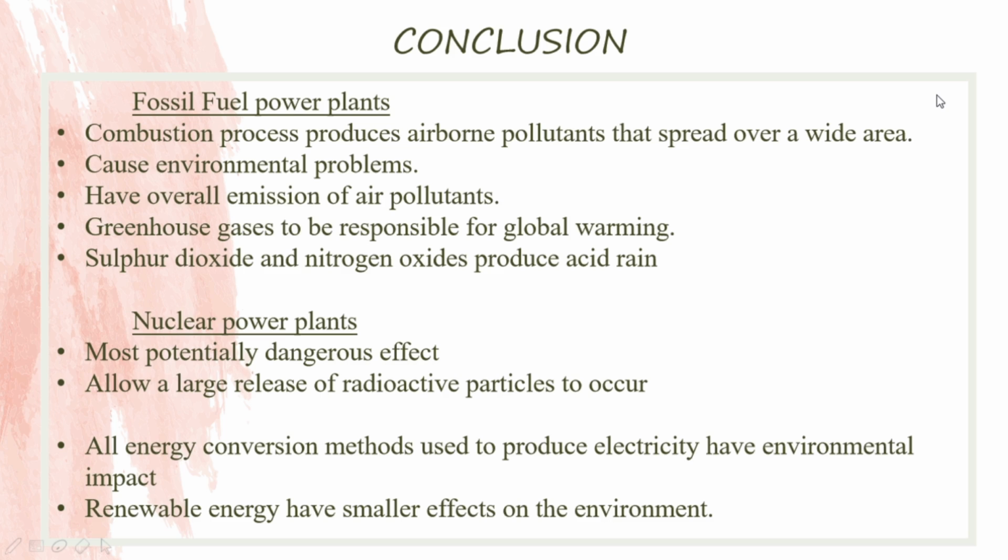Let's move on to nuclear power plants. They have the most potentially dangerous effect, as an operating accident at a nuclear station could allow a large release of radioactive particles to occur. It is very dangerous. And for the overall conclusion, all energy conversion methods used to produce electricity have an environmental impact, whether renewable or non-renewable energy. But renewable energy has a smaller effect on the environment. Thank you.